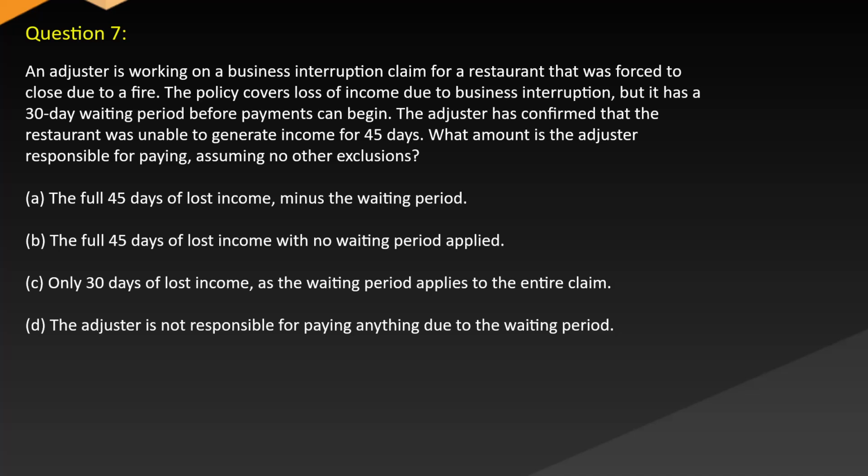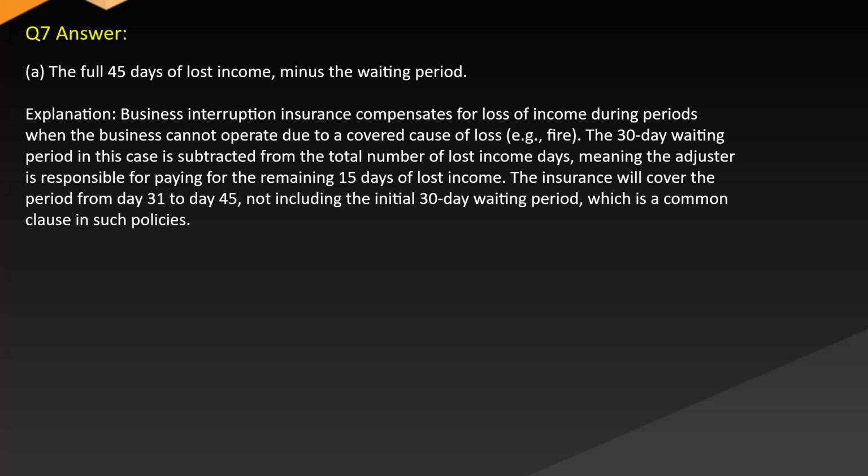A. The full 45 days of lost income minus the waiting period. B. The full 45 days of lost income with no waiting period applied. C. Only 30 days of lost income, as the waiting period applies to the entire claim. D. The adjuster is not responsible for paying anything due to the waiting period. Answer: A. The full 45 days of lost income minus the waiting period.